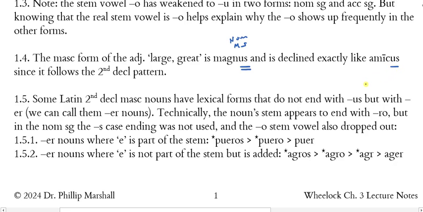So basically, take magnus, drop the us, and then you can add the other endings that you see according to what we saw with amicus, and you will have the exact same endings.